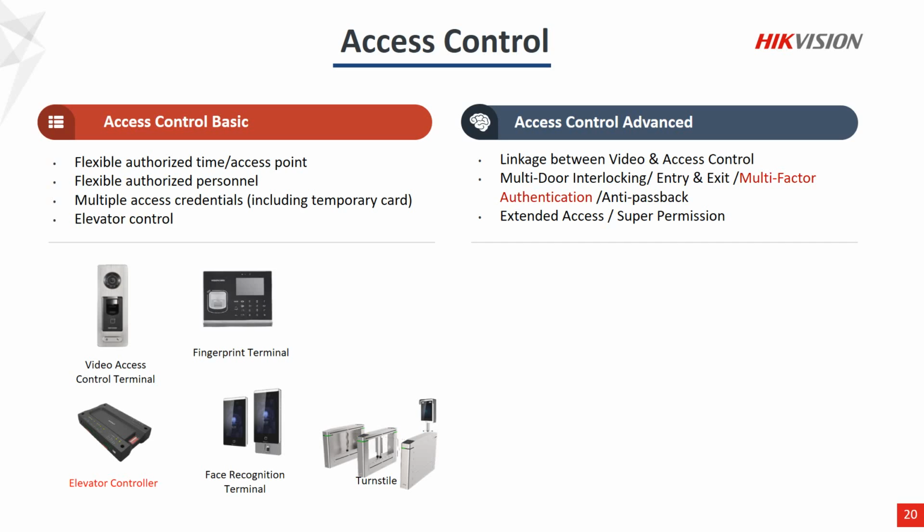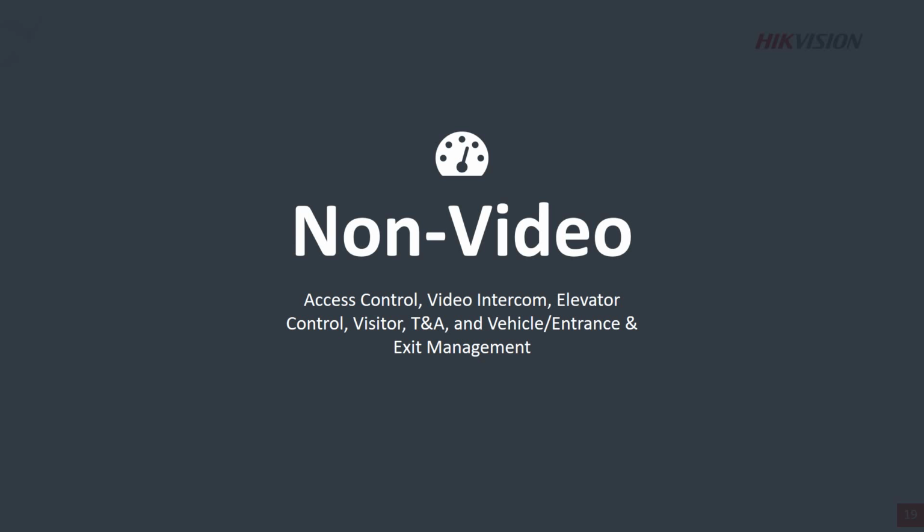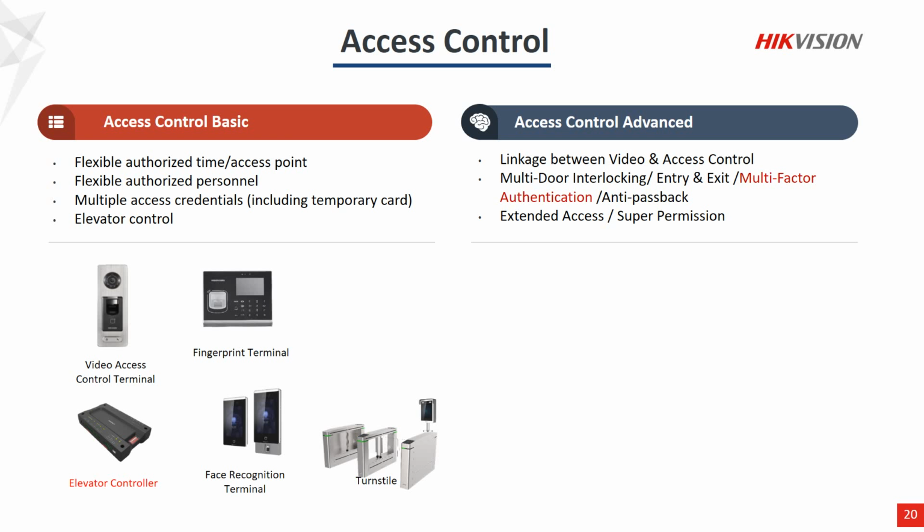Okay, about the non-video. For non-video, we have access control, video intercom, elevator control, visitor, and also vehicle entrance access management. About the basic access control, you can use different credentials: card, face, fingerprint, temporary card, and also QR code for the visitors to open the door. That's the very basic access control functions.